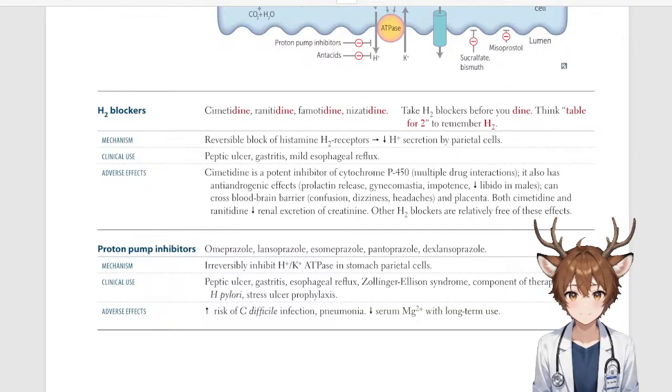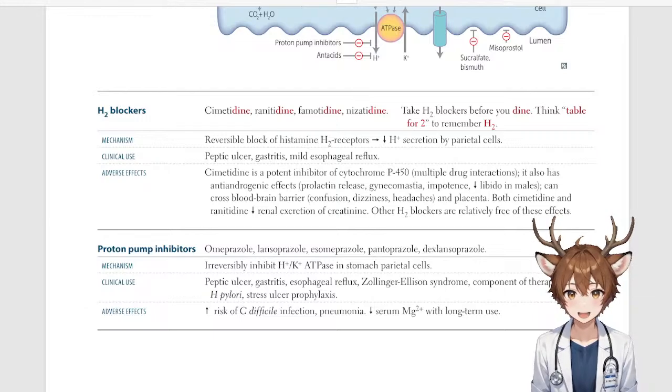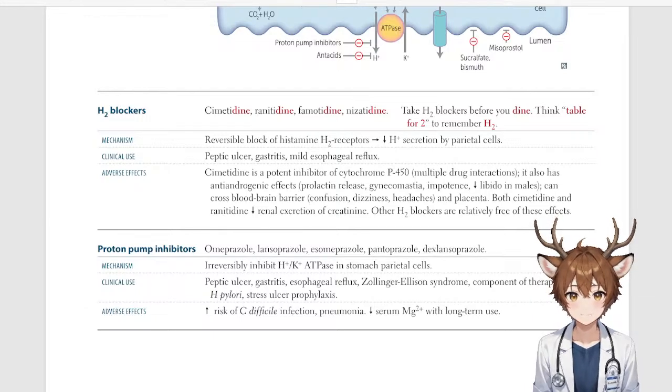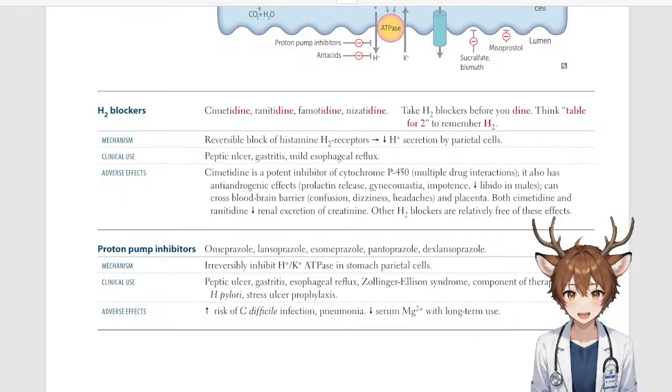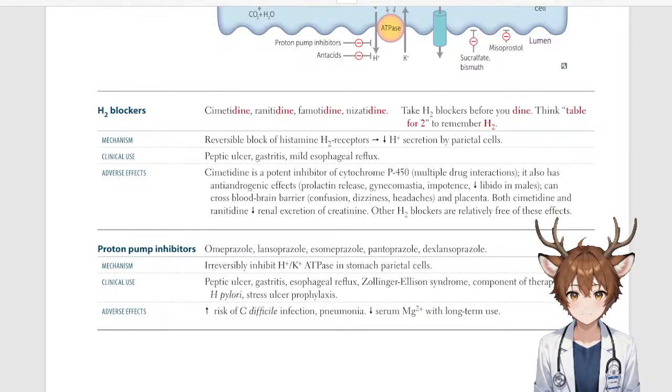I would remember them as being antihistamines, which are affecting H2. Not too complicated. They're affecting the parietal cells, which make the protons. How do they work? Mechanism: reversible block of the histamine H2 receptors, leading to a decrease in hydrogen, these proton secretion by the parietal cells. Clinical use: peptic ulcer, gastritis, mild esophageal reflux.